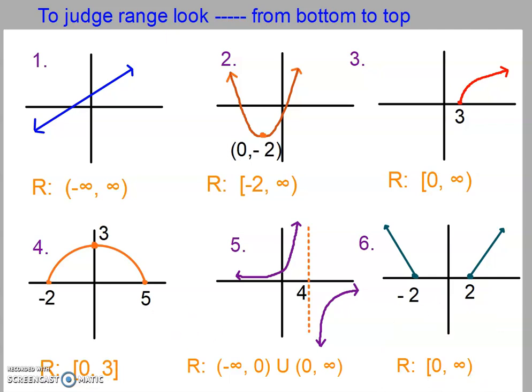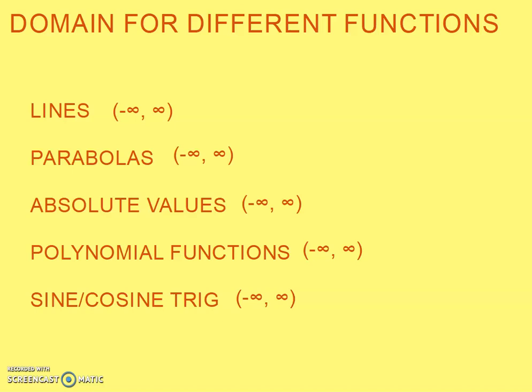What if we don't have a picture? Well, sometimes we just look at the functions themselves. And if you think about the different functions that you've already dealt with in Algebra 2 and Algebra 1, you wrote equations of lines all the time. And if you think about your equations of lines, they always go left and right forever. They always go down and up forever. So the domain for those lines are always negative infinity to infinity.